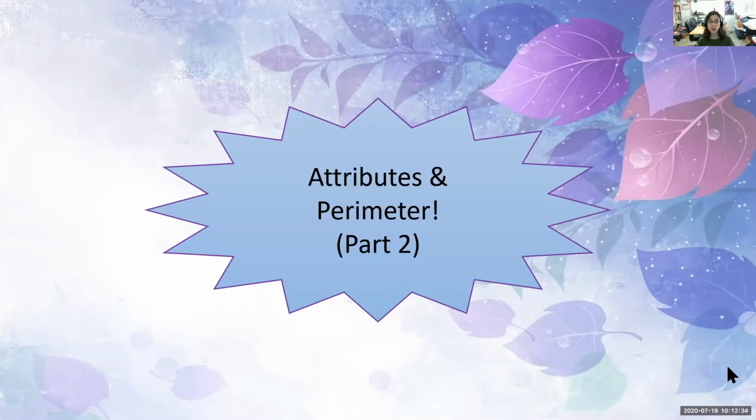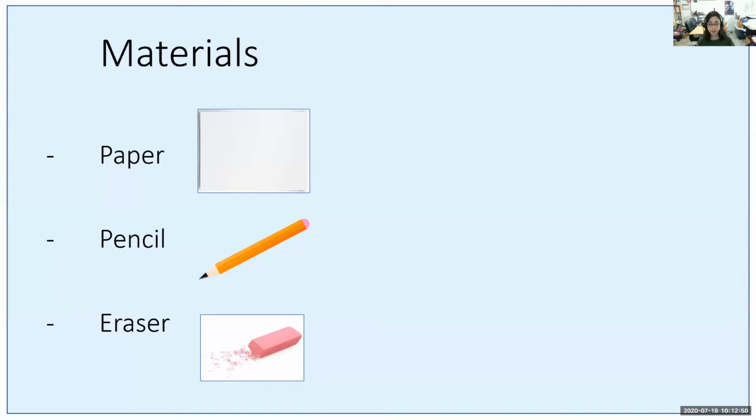Attributes are the characteristics, they're what we know about quadrilaterals. So they talk about the sides and the angles and things like that. So we will be talking about the attributes of quadrilaterals and the topic of perimeter. For this lesson, you will need 3 materials: paper, pencil, and an eraser.